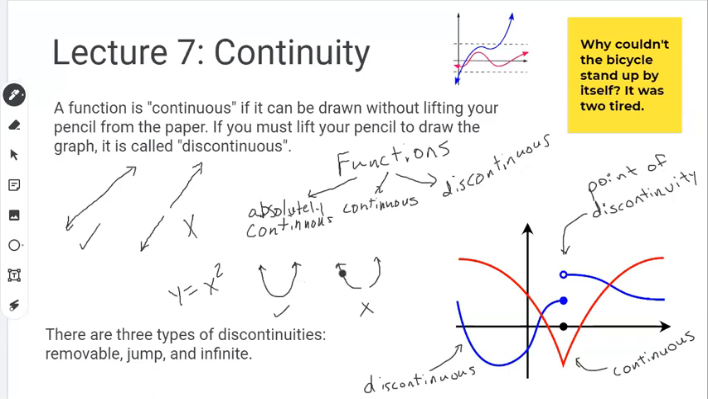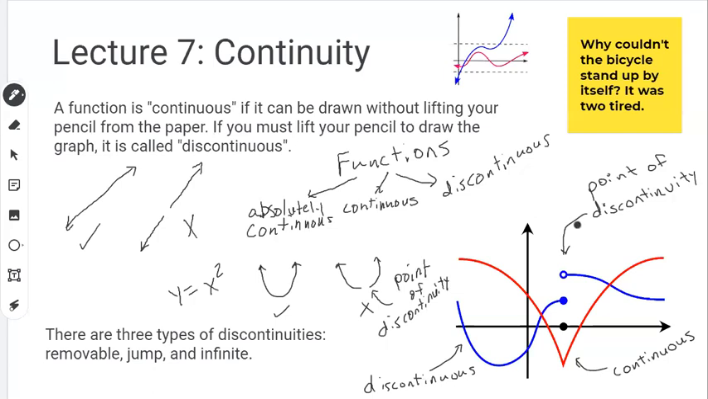But if I was to put a gap in the domain and lift up my pencil from the paper, then that would be called discontinuous. And the point where I lift my pencil off of the paper is called the point of discontinuity. Okay? So that's important to know too. The point is called the point of discontinuity.